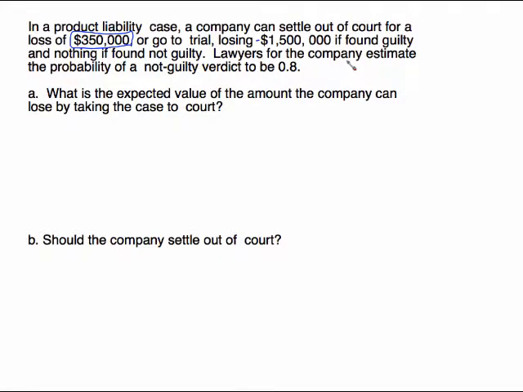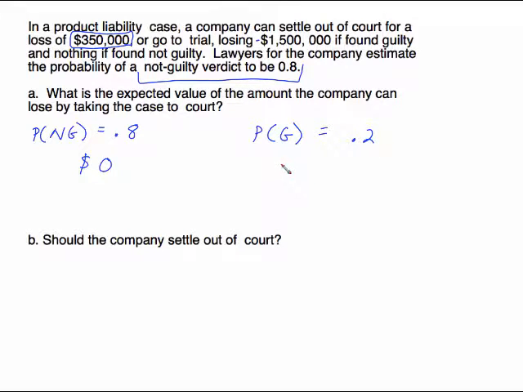Lawyers for the company estimate that the probability of a not guilty verdict is 0.8. So the probability of not guilty, NG for not guilty, is 0.8. Not guilty, there's $0 associated with that. If he's not guilty, he's not going to lose anything. But the probability of guilty will be 0.2. And the loss associated with guilty is losing $1,005,000.